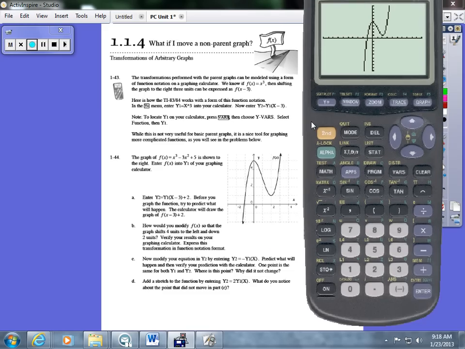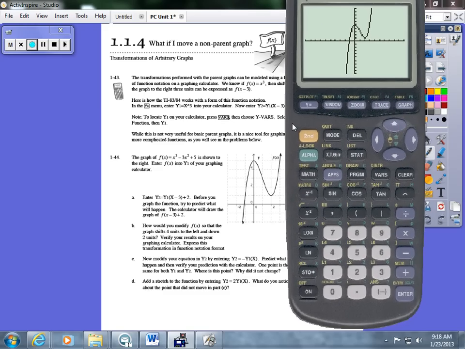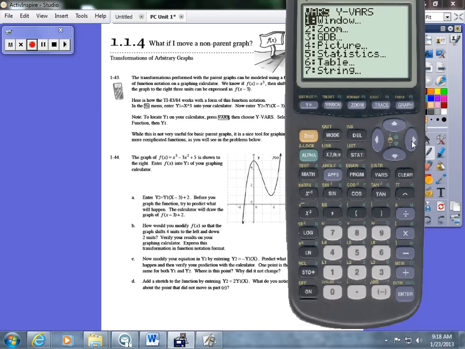Okay. Now, enter for y2: y1 of x minus 3, plus 2. So go back to y equals. Hopefully you remember how to find the y1. Vars, y vars, function y1. And we're going to go with y1 of x minus 3, plus 2.